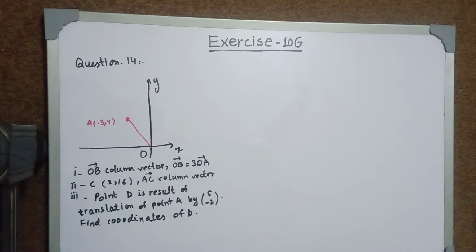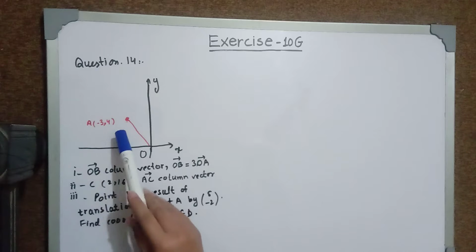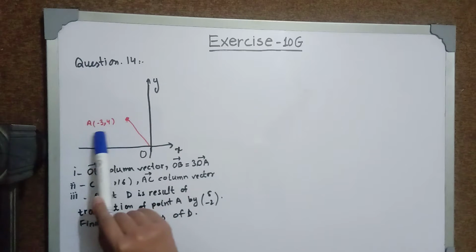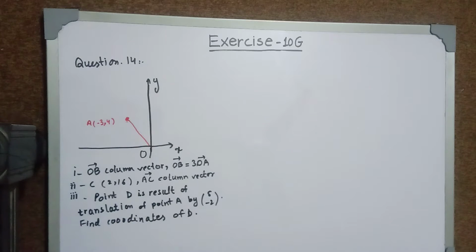We are starting question number 14 of exercise 10G, right? And you can see in the figure here that there is a point A in xy coordinates, and the coordinates of this point are given: -3, 4, right? They have asked you to find the column vector OB.